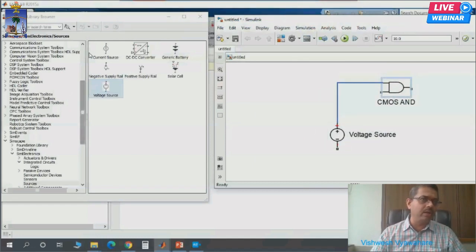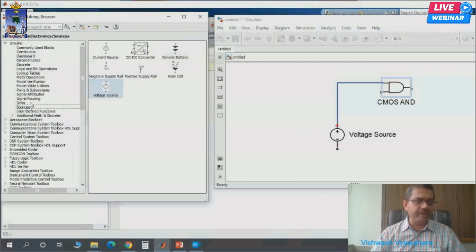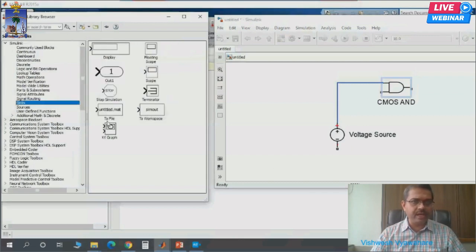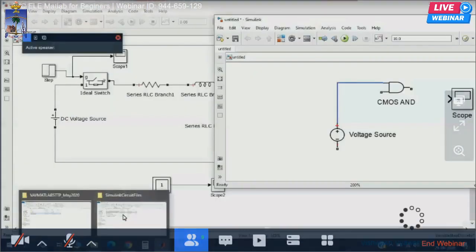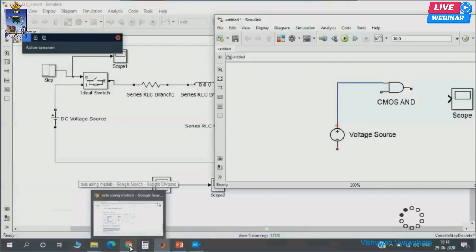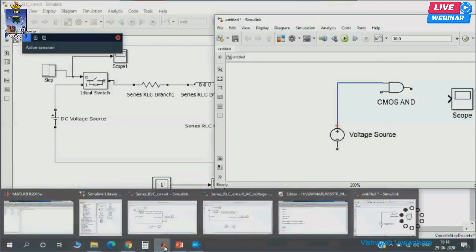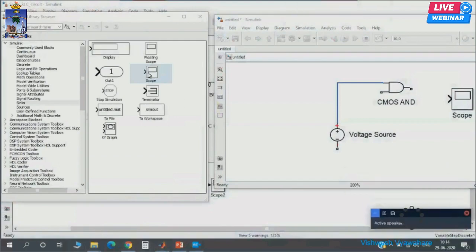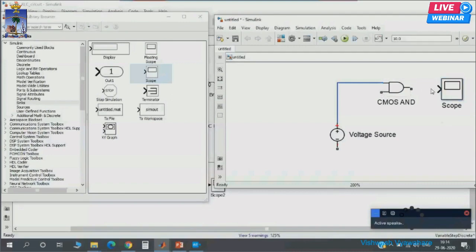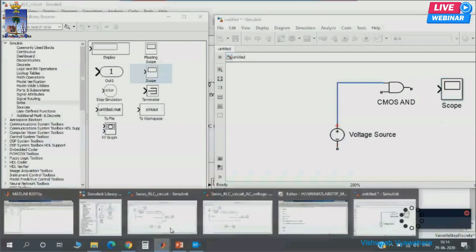In electronics, we have CROs, oscilloscopes and everything. In the Simulink library, in the Sinks module, this is the circuit that you see. Like we have oscilloscopes in the laboratory, here there is a Scope available. I have dragged this scope from here to here, and we can connect this scope to this, and go ahead with the simulation.